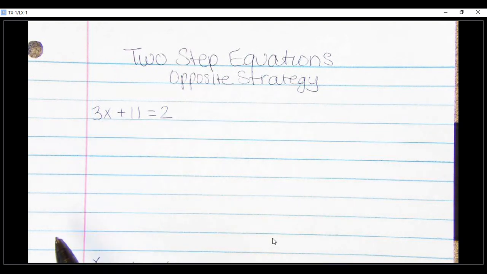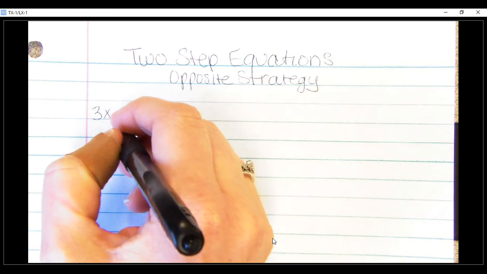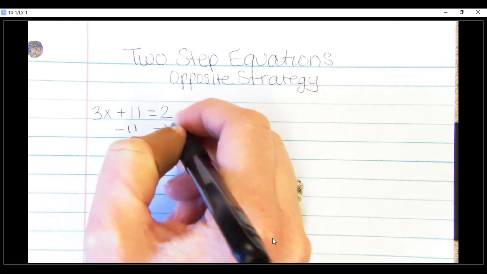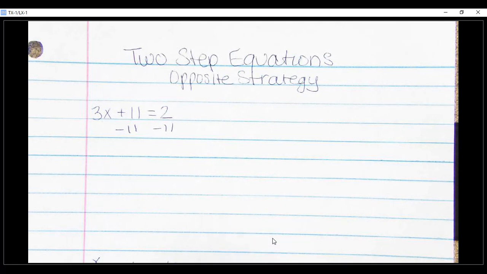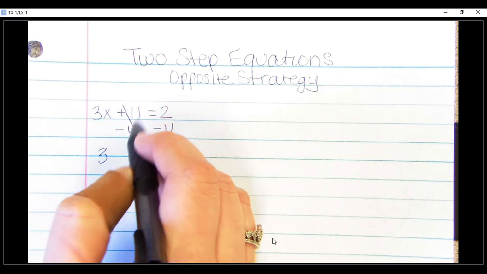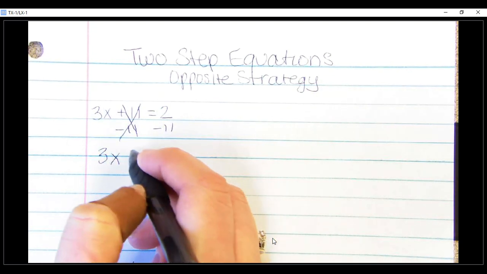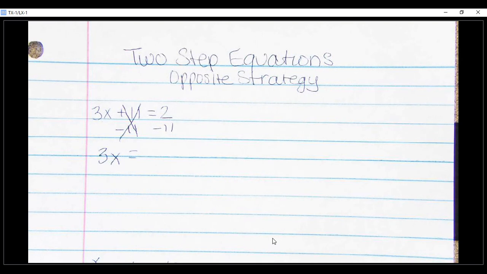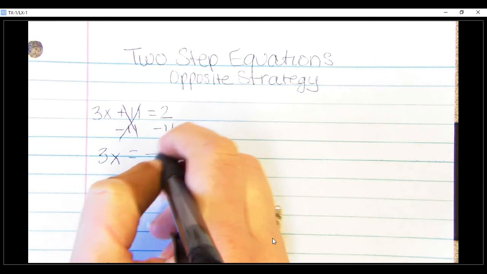So I'm going to get rid of that positive 11. Since it's a positive 11, or adding 11, I'm going to do the opposite strategy, which is subtract 11 on both sides in order to get the 3x by itself. So 11 minus 11 cancels out, leaving that 3x by itself. And on the other side of the equal sign, I have 2 minus 11. And 2 minus 11 is negative 9.